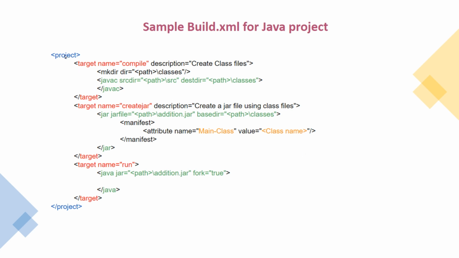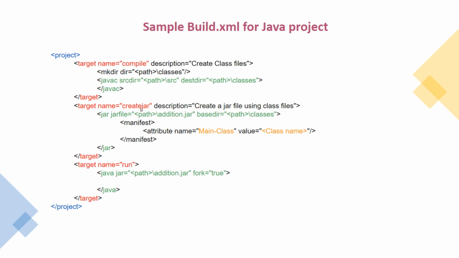Here it starts with the project tag, and here you can see the target name compile. In the same way we have many target names here: create, jar, and the run. If you go to target name compile, it compiles the Java file. We are using the javac command here. It picks the source file from this location and puts the compiled classes at this location here. Before that, it's creating the directory using the make directory command. That same classes directory is used here to keep the class files.